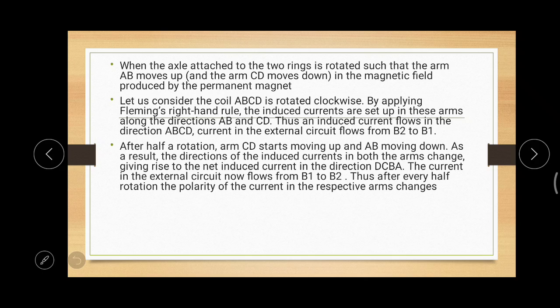now we have to use Fleming's right hand rule. Fleming's left hand rule we have used to find out the direction of the force, and Fleming's right hand rule we are using for finding out the direction of the induced current. So here you have to use Fleming's right hand rule.